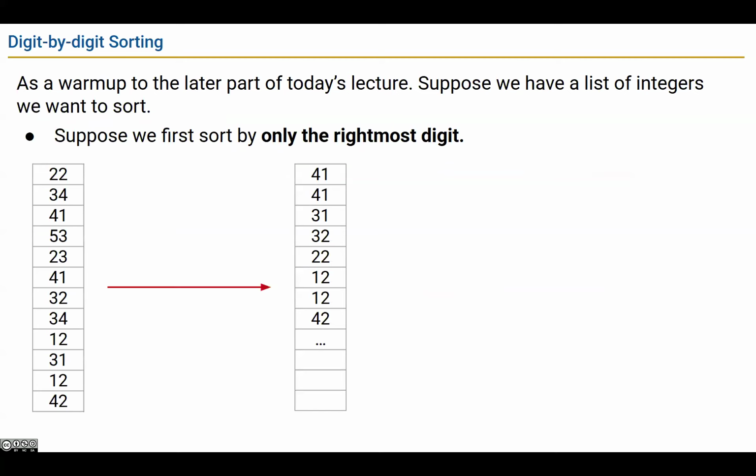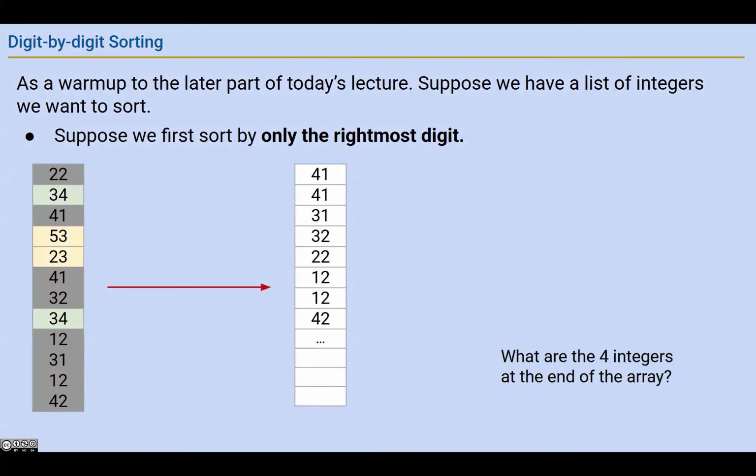So let's start off with the warm-up. Let's say that we have a list of integers, and we sort only by the rightmost digit. Just as a quick exercise, what are going to be the last four items in this list here? We're sorting only by the last rightmost digit. What are the items going to be? For reference, the items that are colored on the left side are the only items that are left over that haven't been moved in. So everyone shout it out. What's the first item? 53. Second item? 23.